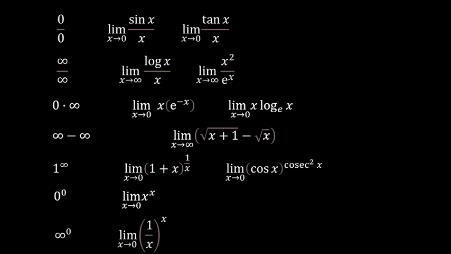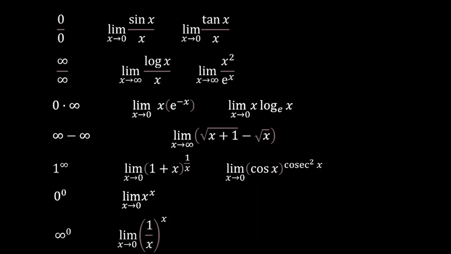x tends to 0 limit sin x by x. You know that sin 0 is 0. So, x tends to 0 limit sin x by x is 0 by 0 form. x tends to 0 limit tan x by x is also 0 by 0 form.